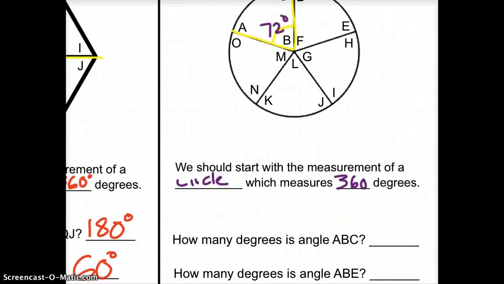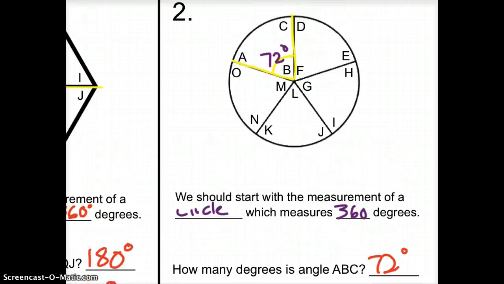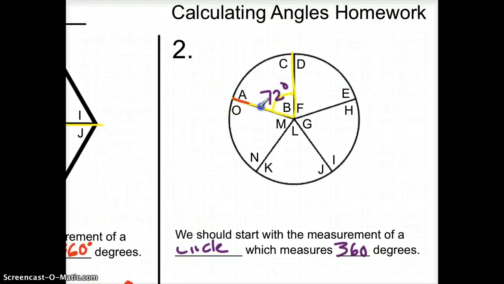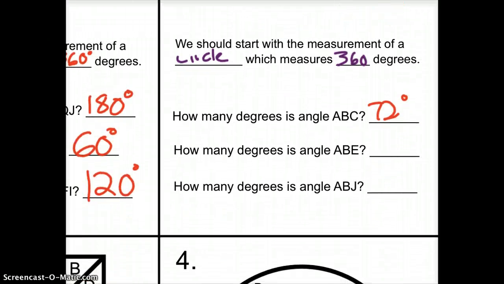The next thing I'm going to look for, I said angle ABC was 72 degrees. The next thing is how many degrees is angle ABE? So I'm going to find that one. I'll highlight that in red. ABE. Well, I know these are 5 equal parts. If this is 72 degrees, then angle F must also be 72 degrees. So the measure of this angle is going to be these two combined. 72 plus 72 is 144 degrees. Okay, so I found out that angle ABE was 144 degrees.